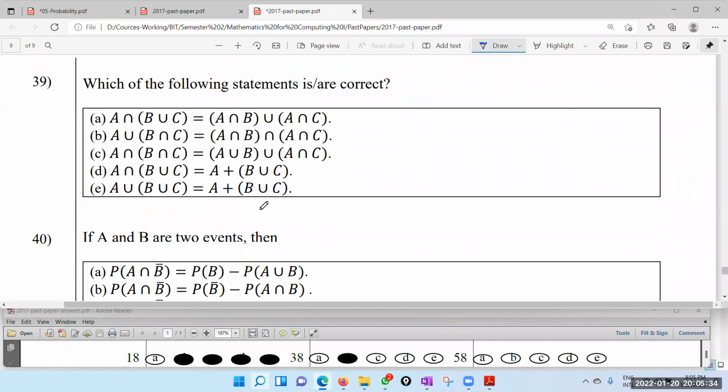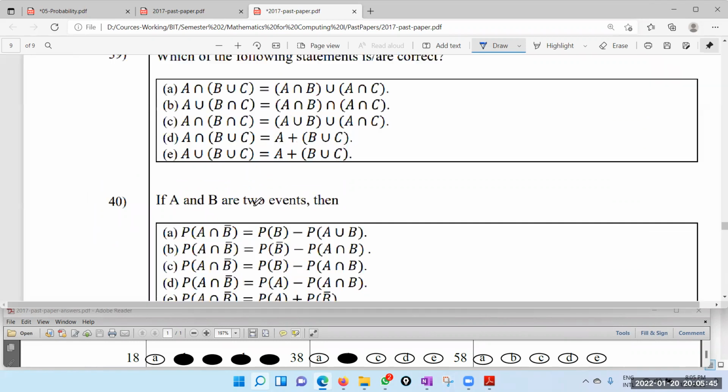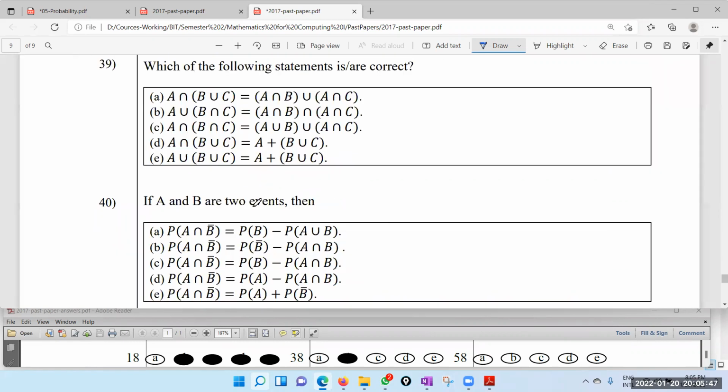39. Which of the following statements are correct? Right. Do 39 and 40. Those are very easy. Those are the easiest things. Do the 39 and 40. 40 is: if A and B are two events, then okay. So they are not special events, any events. Right. Do 39 and 40.